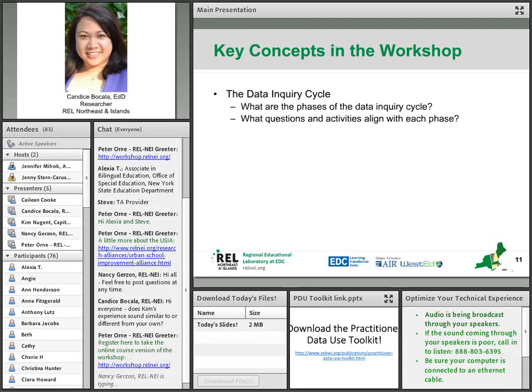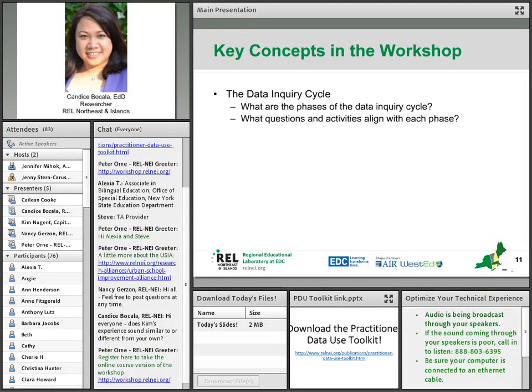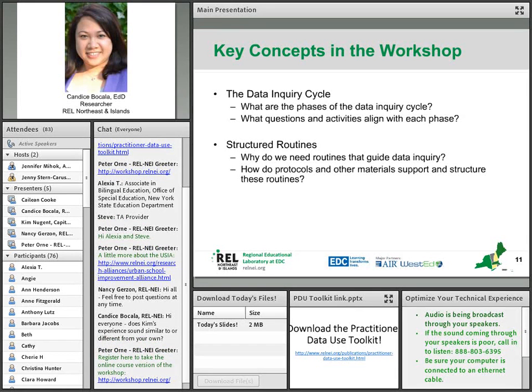So if you don't complete the whole cycle, then data inquiry can feel scattered. It can feel piecemeal. And I think that's the reaction for many practitioners in frustration of why are we looking at this data. So the workshop reinforces the concept of the cycle. Another one of the key concepts is the idea of having structured routines.